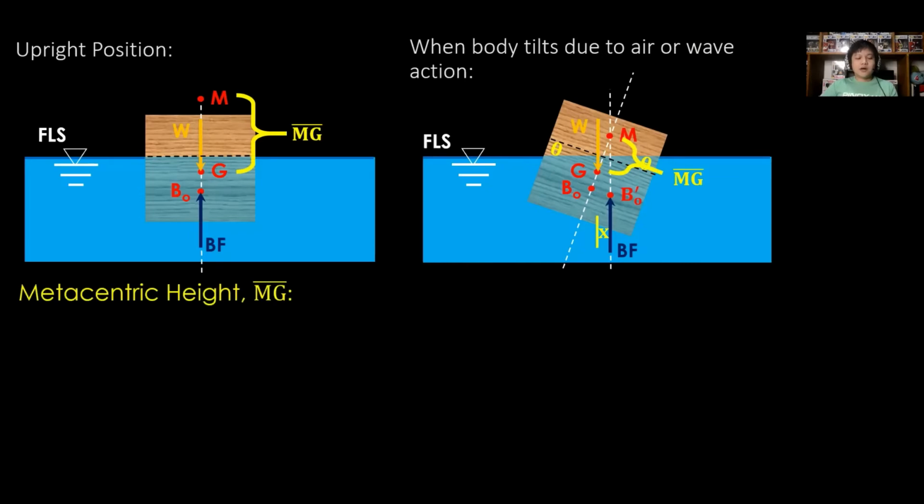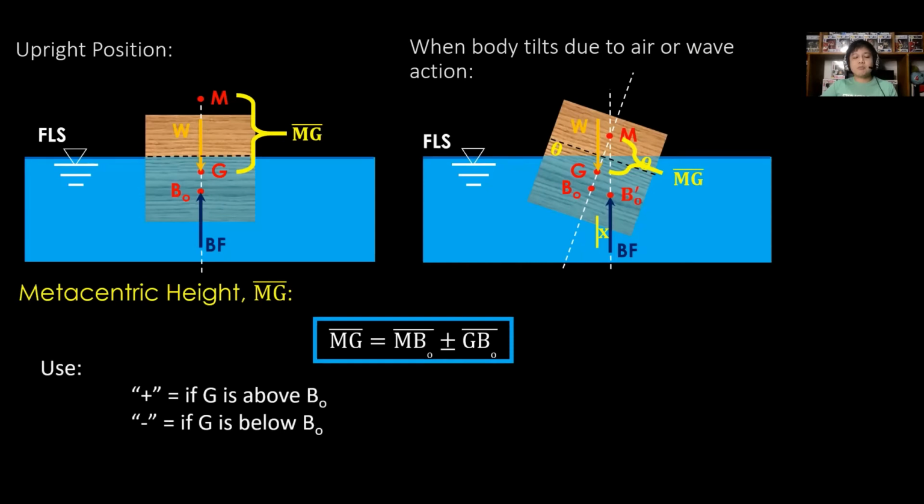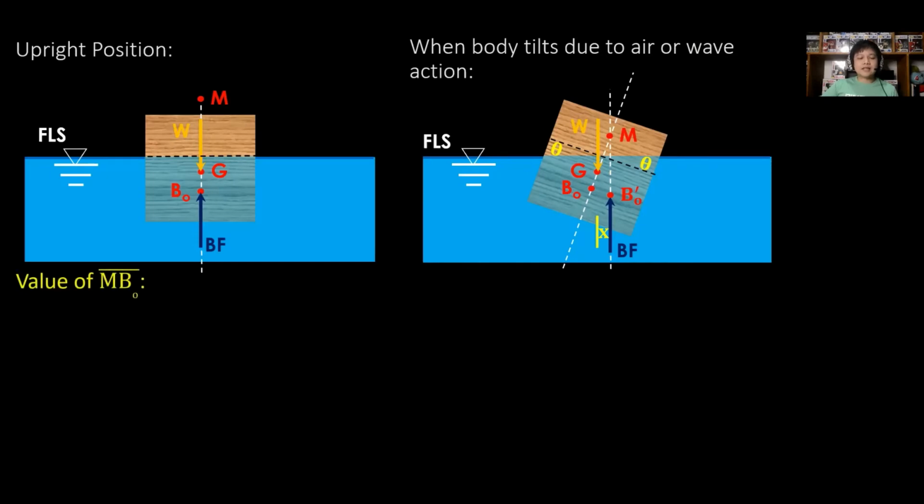For the computation part, consider the metacentric height. For MG, it is equal to MBO bar plus or minus GBO bar. Use plus or positive or addition if G is above BO, and minus or subtraction if G is below BO. Next, let us determine values of MBO bar.